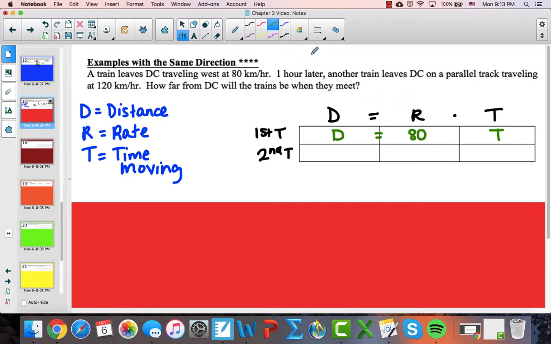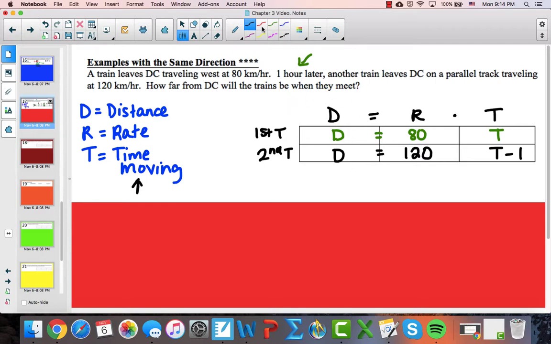1 hour later, listen up because this is the hard part. Another train leaves DC. Well, if T is the time moving and this train left an hour later, then this would be T minus 1 because he's going to be on the tracks, so to speak, moving 1 hour less than the train that left first. His rate's 120 kilometers an hour, so he's going faster. And again, his distance is unknown.